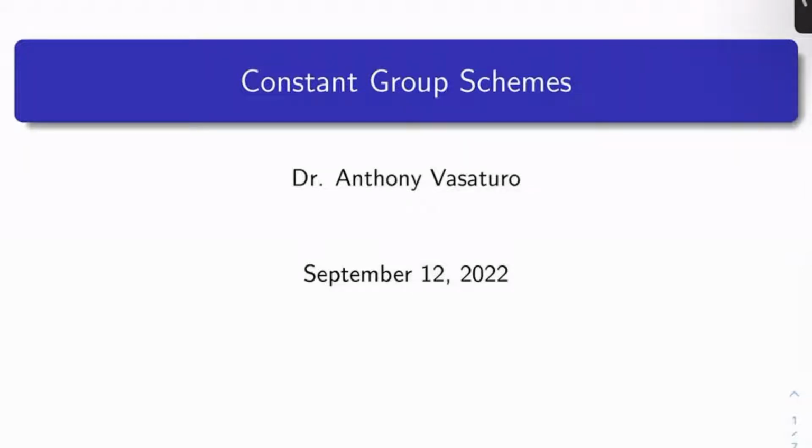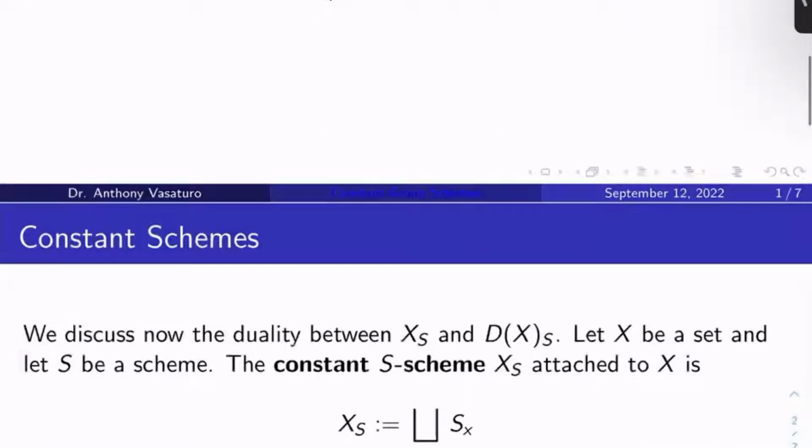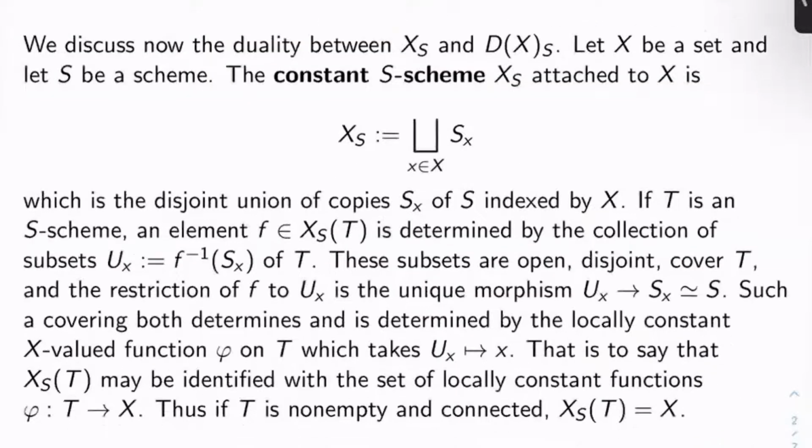Today we are going to be talking about constant group schemes. So first, let's talk about constant schemes. The idea here is to finally discuss the duality between x sub s and D of x sub s. So in other words, to finally realize capital D here as actually a duality of sorts.